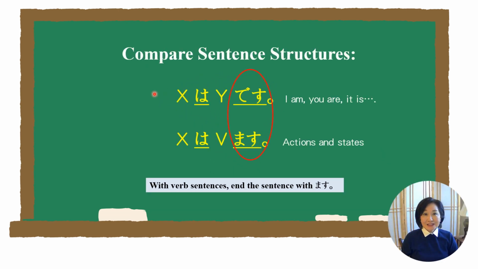A sentence without a verb is ending with です, whereas the sentence with a verb is ending with ます. So you have to choose one or the other. You cannot have both です and ます coexist in one sentence. So for example, if your sentence is 私は食べますです, then there's something wrong with that sentence structure.